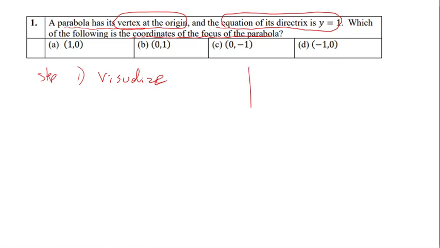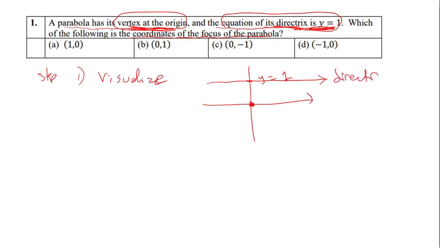So what happens here is we have a vertex at the origin. So then the equation of its directrix is y equal to 1. So y equal to 1 is here. So y equal to 1 is a horizontal line. This is the directrix. Now what can you say about the parabola? Now the parabola is this one.